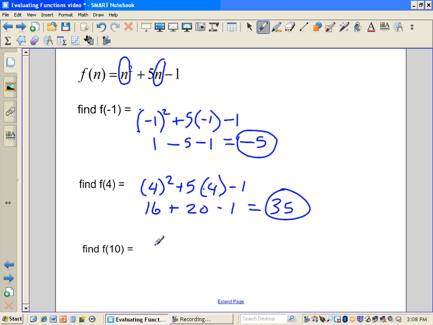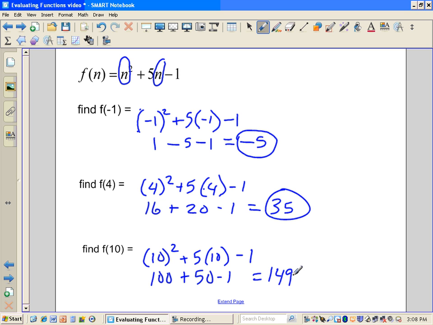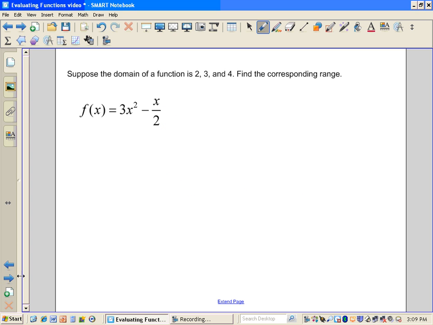If you put in 10, 10 squared plus 5 times 10 minus 1. 10 squared, 100. 5 times 10, 50. Minus 1, that's going to be 150 minus 1, or 149. Input of 10, output of 149. Input or domain of 10, range of 149. Here's one more set of examples.